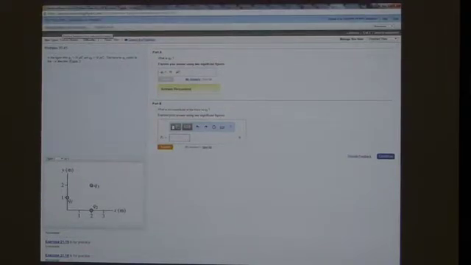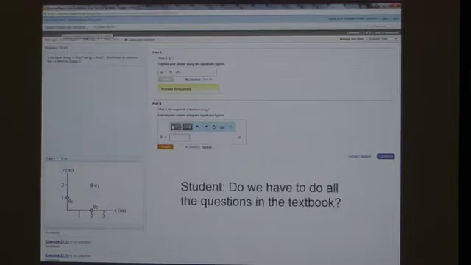Okay, so I can put even questions in there and you can still find the answers to even questions. Again, you don't have to do these, it's just practice, but you have the ability to go in and find the answers and do all these practice questions. And someone asked, do we have to do all the questions?